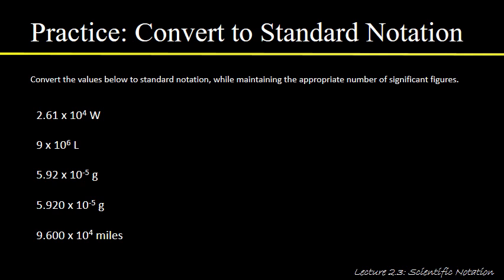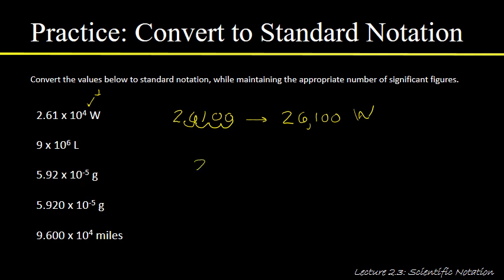All right, so 2.61 times 10 to the 4 watts. I'll start with 2.61. 10 to the 4, since this is a positive exponent, means the number is a big number, greater than 1. We're going to move the decimal over to the right 4 spots: 1, 2, 3, 4. So this gives us 26,100 watts.